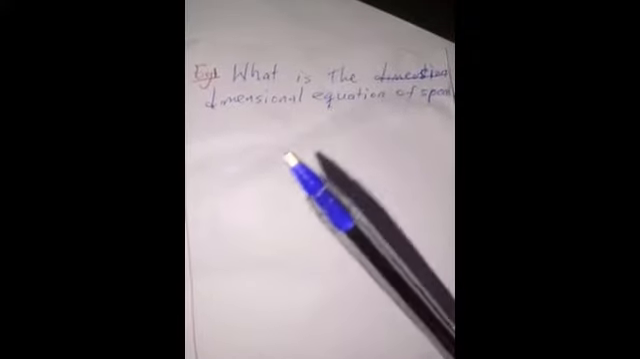Okay, let's look at the example over here. The question is saying, what is the dimensional equation of speed? First of all, before you can do this, you have to be able to get the formula we use to calculate speed. It is very necessary to know the formula used to calculate the specific physical quantity that was given for you to find.